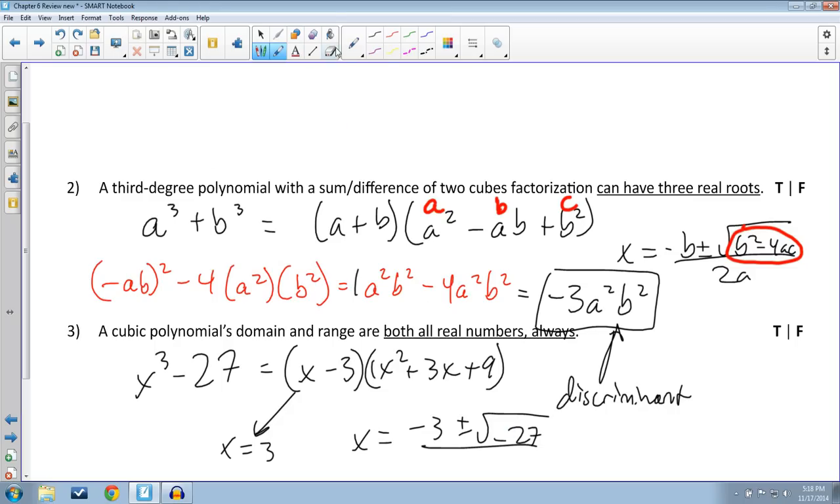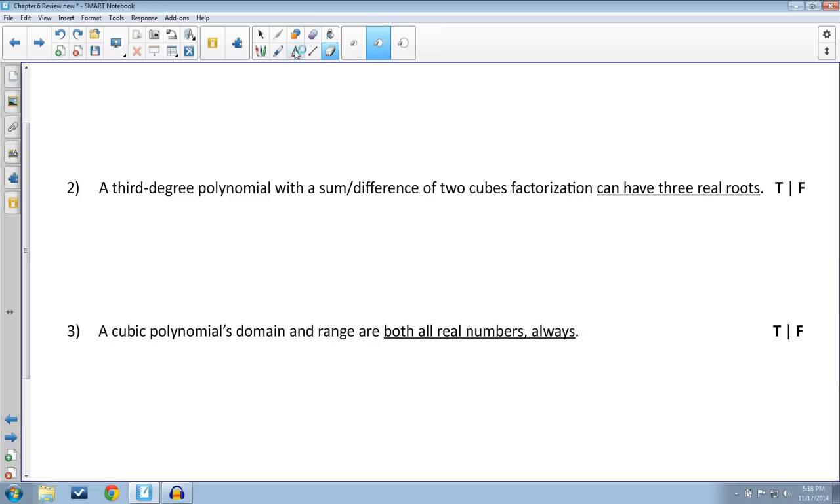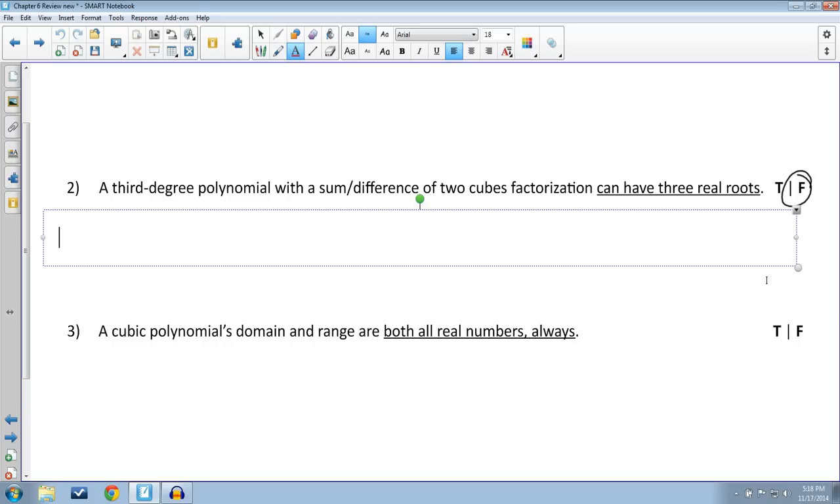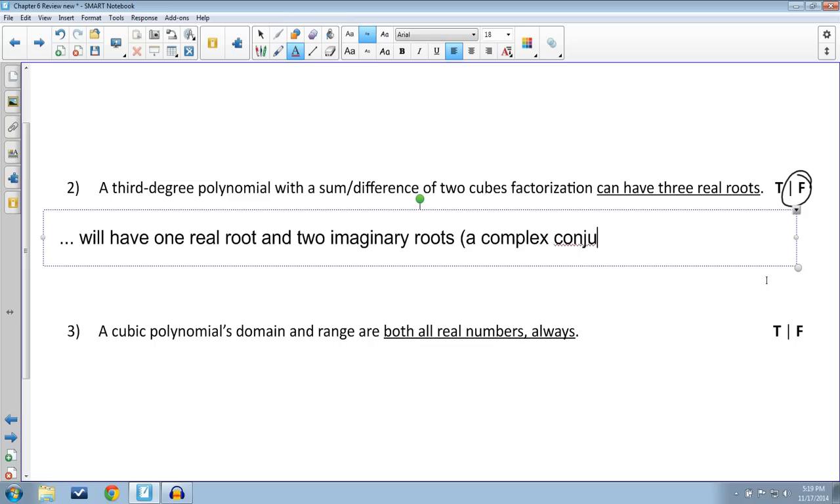So what's the answer to this? Because we just went through all that? Well, the answer is false. You can't have 3 real roots because you will always have 2 imaginary roots. Let's correct this statement as we're supposed to. And this is actually on an answer key here. You'll have 1 real root and 2 imaginary roots. Those 2 imaginary roots will be a complex conjugate pair.